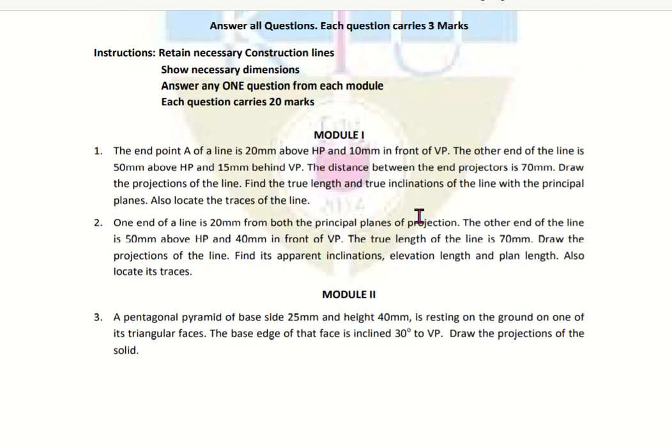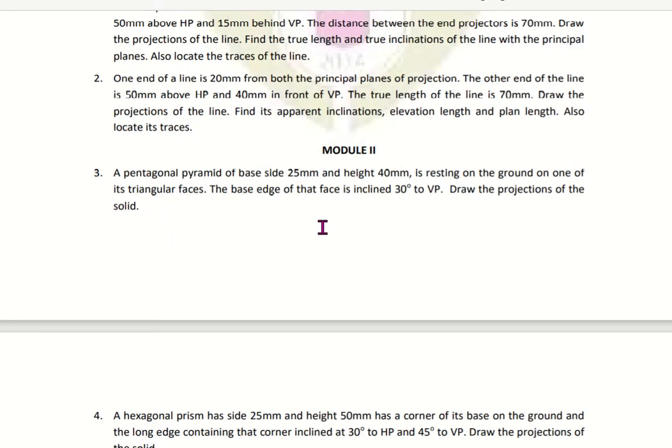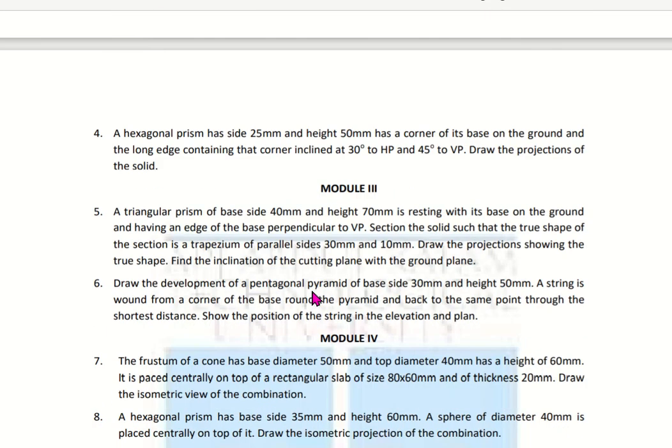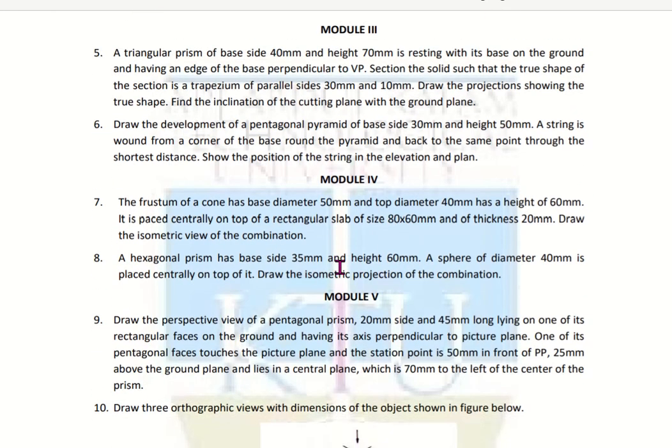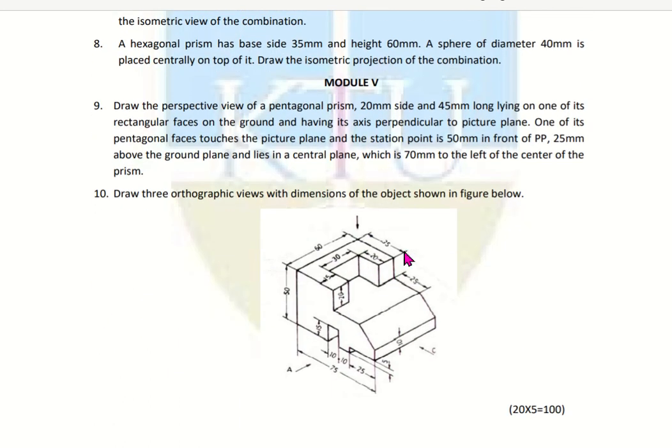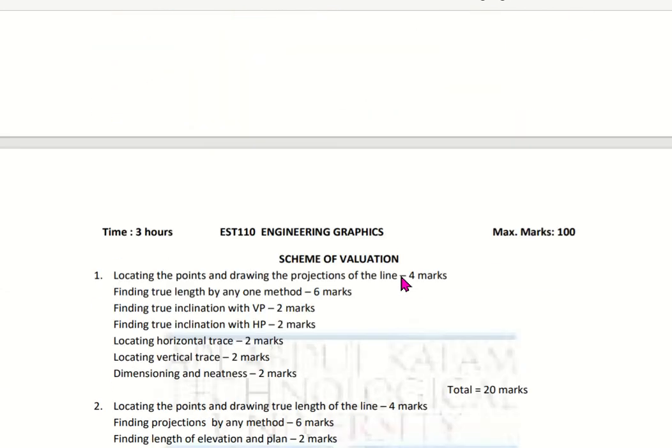And the main topics for the examinations are, from module 1 we have 2 questions. From module 2 we have 2 questions. Also from module 3 we have 2 questions. Module 4 and module 5 also have 2 questions each.